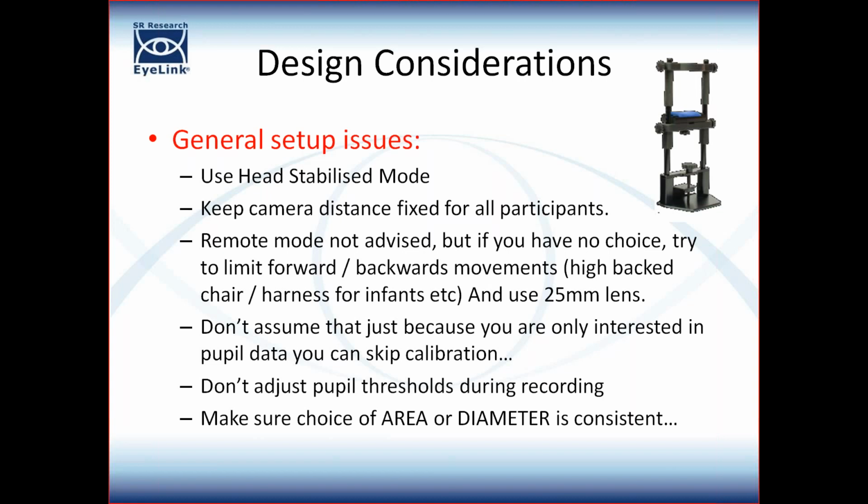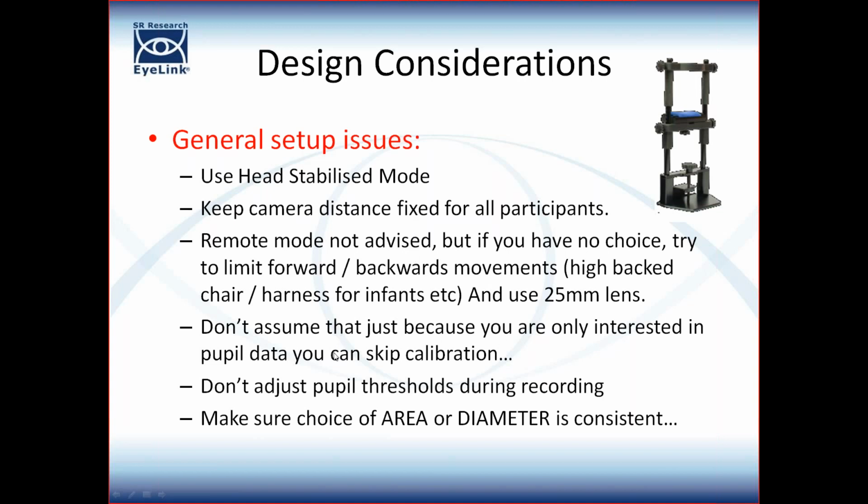If you have an EyeLink 1000 Plus, then I would thoroughly recommend that you use the 25mm lens if you're going to try this in remote mode. It does a closer zoom on the eye. You will have more of the camera pixels covered by a pupil, and you will get less noise in your pupil data and more movement in it, to be frank. So use head stabilized mode. Try and keep the camera distance fixed for all participants, as I've said.